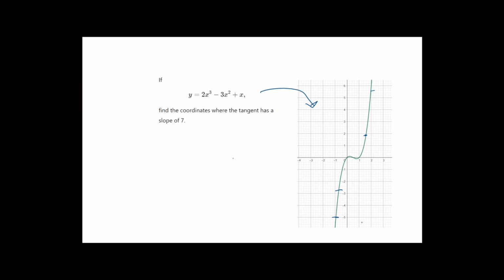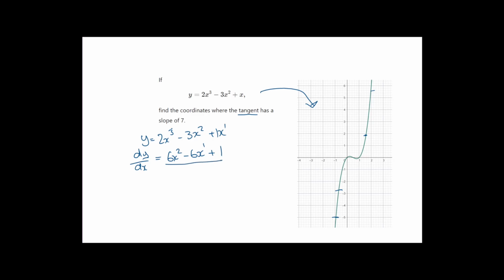So let's work it out. We are finding a tangent. That's our clue that we're going to be differentiating. So if y equals 2x cubed minus 3x squared plus x, then dy/dx, when we differentiate: 3 times 2 is 6, the 3 loses 1. 2 times minus 3 is minus 6, x to the power of 1. And there's a 1 in front of the x there, so 1 times 1 is 1.